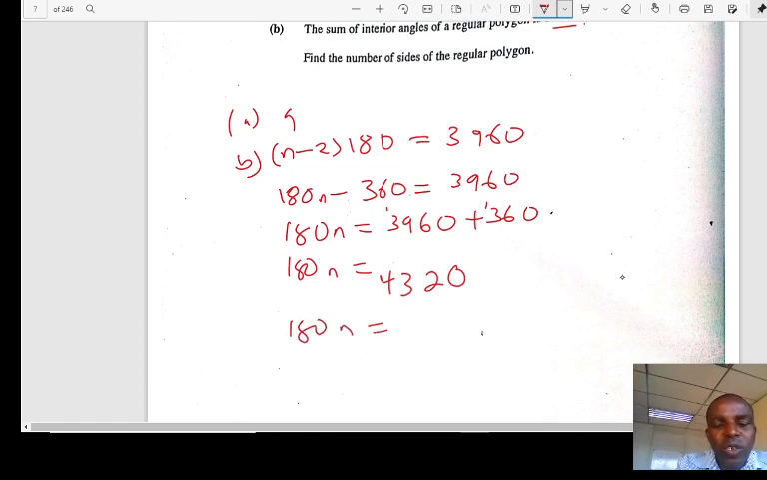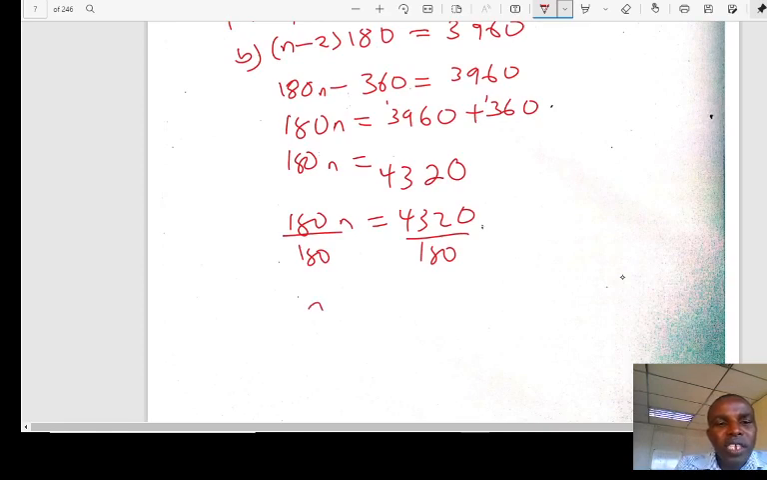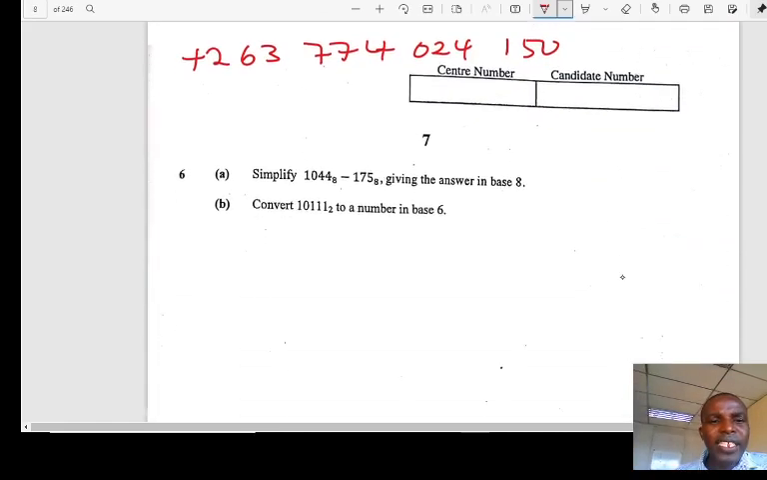180n equals 4320. Then divide by 180. If you simplify here, you get n equals, on this one, cancel the zeros. 18 into 43 is 2. Remainder 7 into 72 is 4. So it's 24 sides. Done. So this shape has 24 sides. Next, number 6.